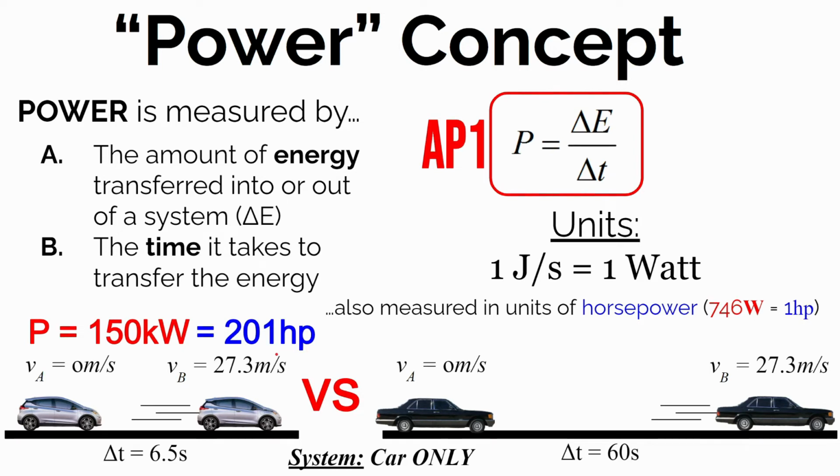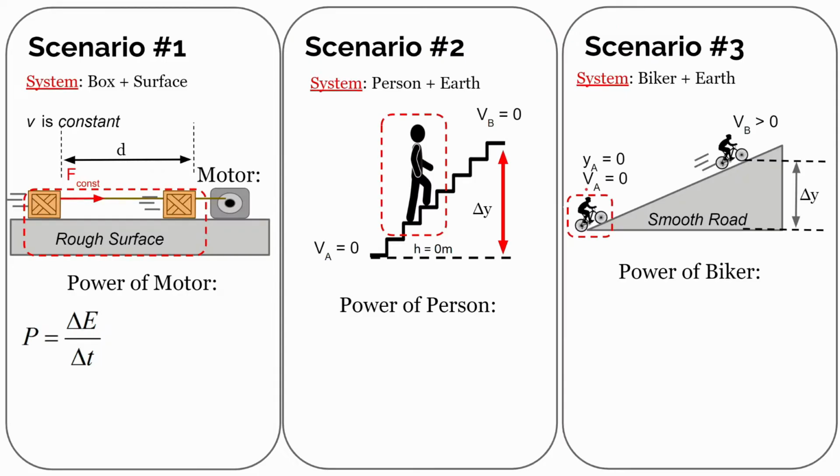So I want to walk you through 3 scenarios to think about how you'd set up a power equation to solve for lots of different things. Scenario number 1 has an electric motor pulling a box across the floor with a constant force, and let's assume the speed is constant. So there's exactly as much friction as there is tension pulling to the right, so the box moves at a constant speed. If we wanted to figure out the power of the motor, power is change in energy divided by change in time. What's the change in energy of the motor?